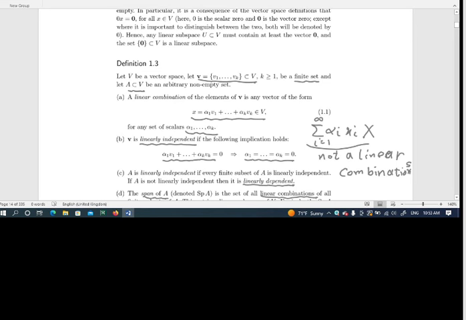A linear combination of the elements of V is any vector of this form: x equals alpha 1 v1 plus until plus alpha k vk. Here the alpha i's are scalars, and v1 until vk are vectors. This combination is called a linear combination of elements of V.